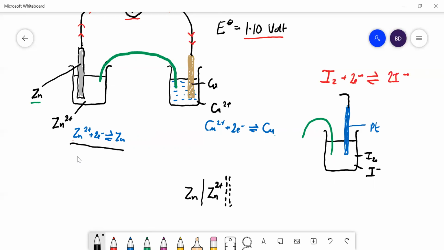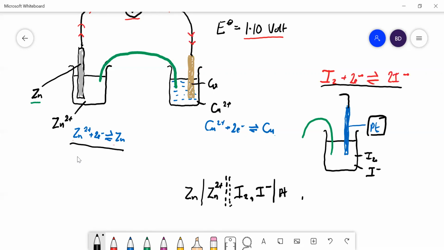Then on the other side, well, we need to look at this equation. The oxidized form is iodine, so we have I2 there. And the reduced form is I minus. Now there's not a phase change, they're both in solution, so you just put a comma. But then to show this platinum bit here, you do that and Pt, and you would have a line there because it is a phase change, because platinum is a solid, the other two in aqueous solutions.